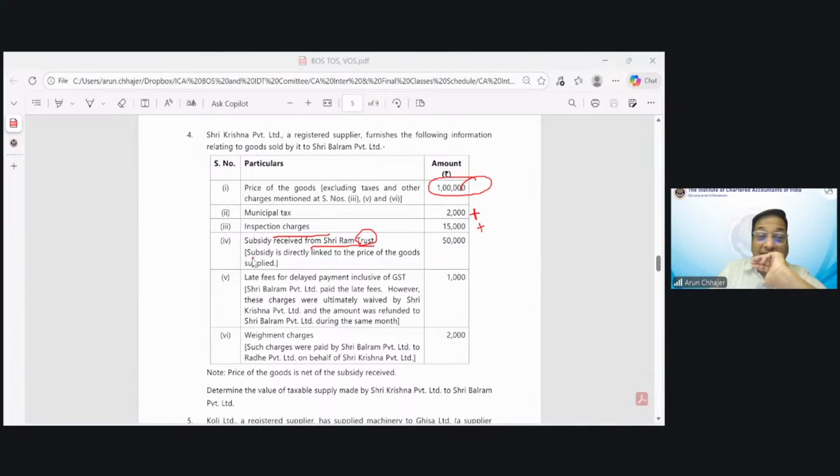See what it says. Simply seeing the trust, will we add? No. We have to see two things. First, it should be linked to the price. And second, we should see that it is other than government. In your answer, please add this reasoning: because it is received from other than government and linked to the price, therefore the subsidy would be added. You should give this in the reasoning.